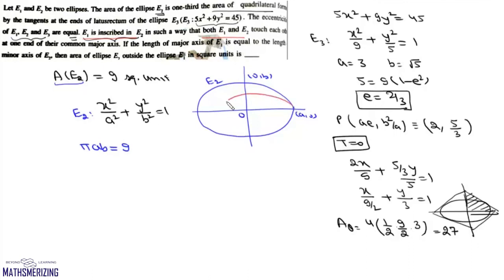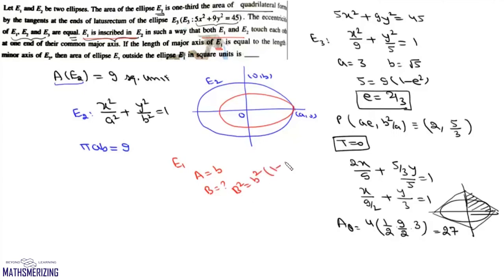So we have another ellipse whose one end is the same as that of E2, and the length of major axis of E1 is equal to the length of minor axis of E2. So for this E1, the major axis is b and we need to find its minor axis. We know that b square is a square into 1 minus e square.